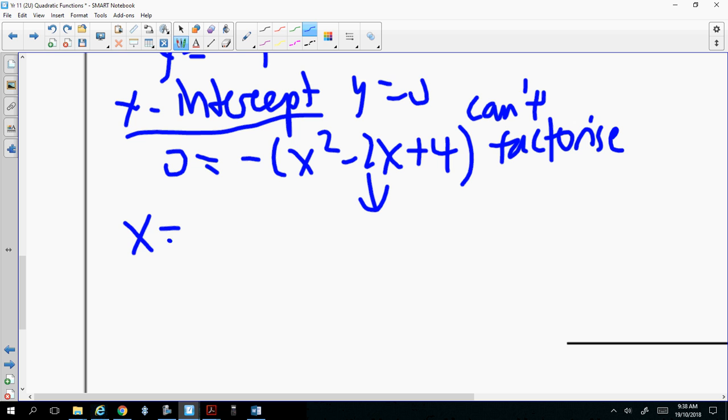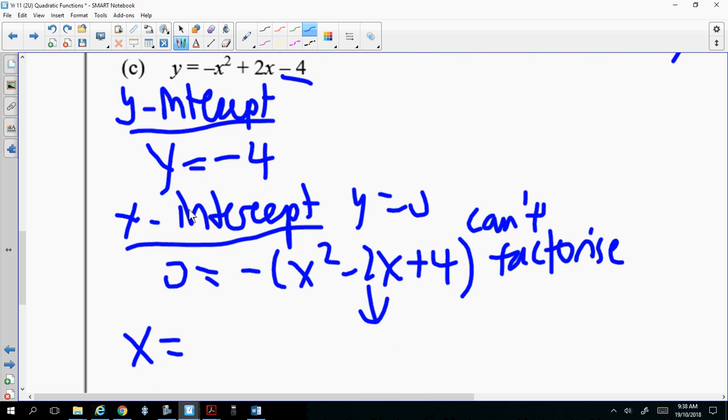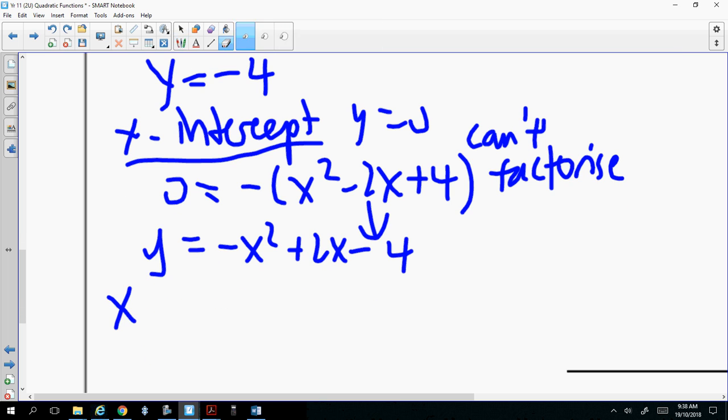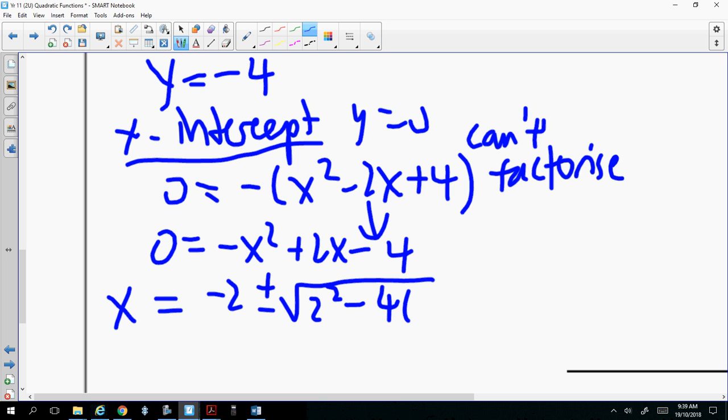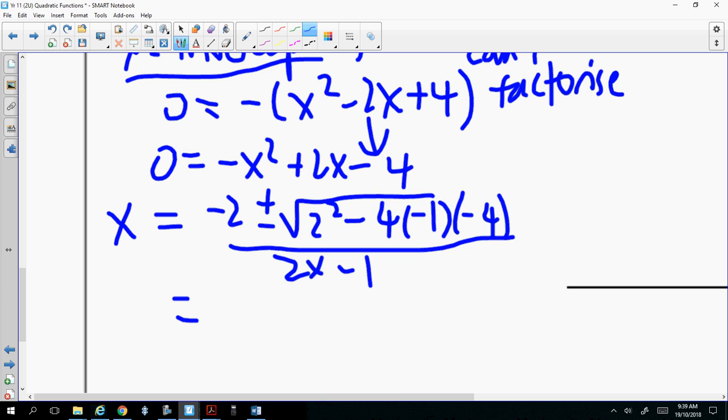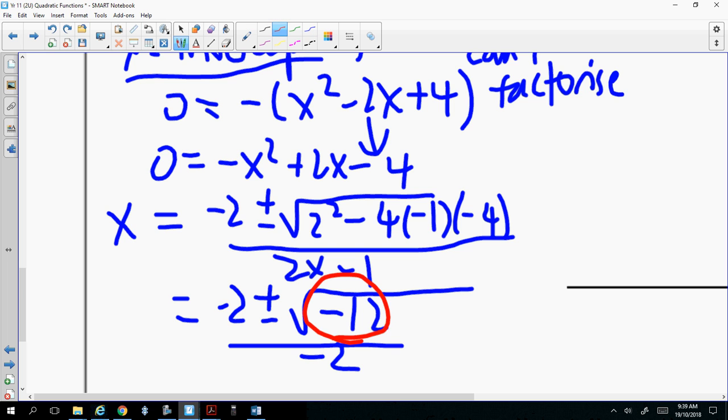So let's try to use the formula. Let's write down the equation again. y equals negative x squared plus 2x minus 4. The formula will tell us that x equals minus b, which is minus 2, plus or minus the square root of 2 squared minus 4ac, over 2 times negative 1. Now if you do that, what will happen? You get something inside the square root, which is 4 minus 16, negative 12. Is that allowed? So you say no solution, which means no x-intercept.